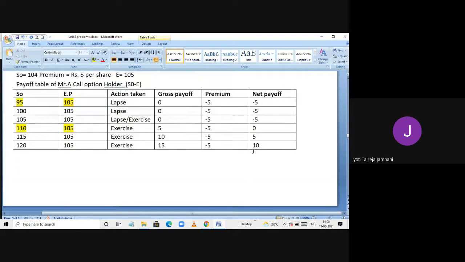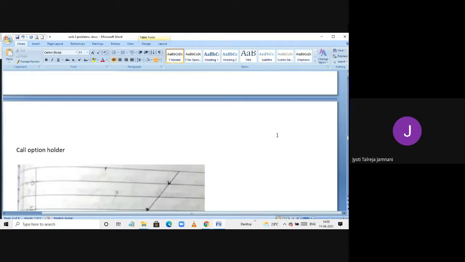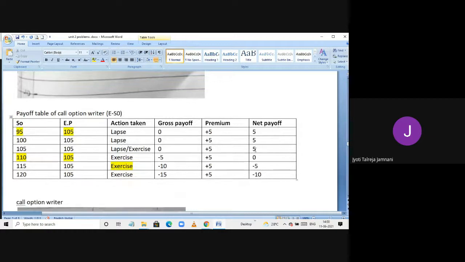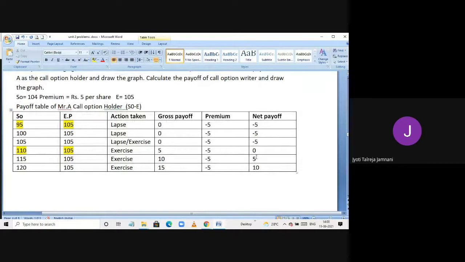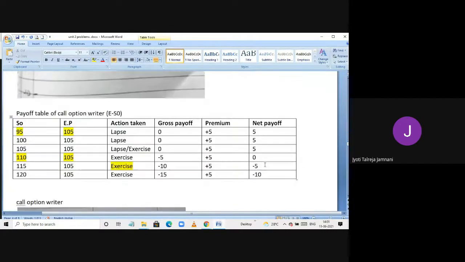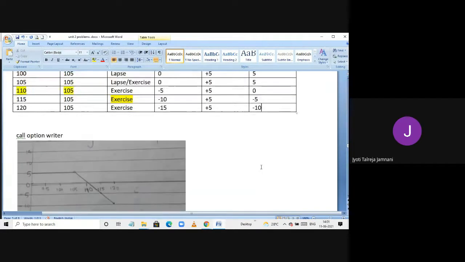Where A had lost minus 5, the writer has gained 5 because he receives the premium. And wherever Mr. A had gained 5 rupees and 10 rupees, you can see the writer has lost. So the gain of one party will lead to the loss of another party. How will the graph look?